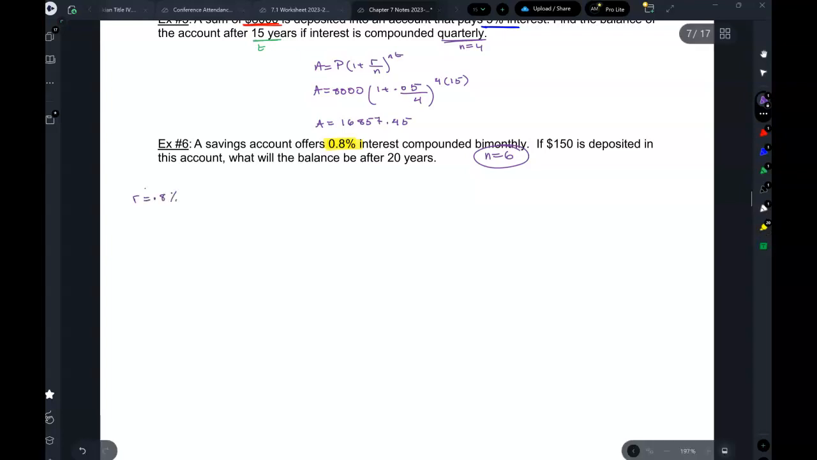0.8%, but you have to move that decimal still to the left 2 times. That means it's got to be 0.008. Okay? So that's the rate that you're going to put in. Again, this will make all the difference. Now, it says if 150 is deposited in this account, that's your initial value of P. What will the balance be after 20 years?